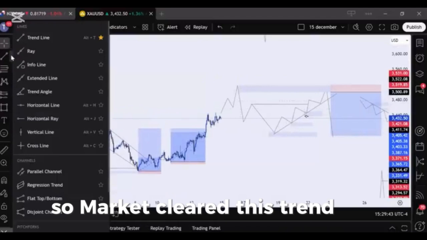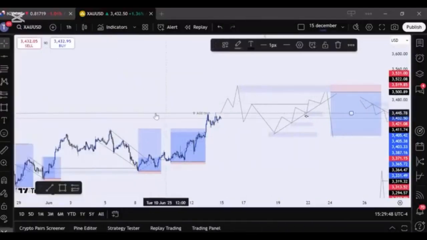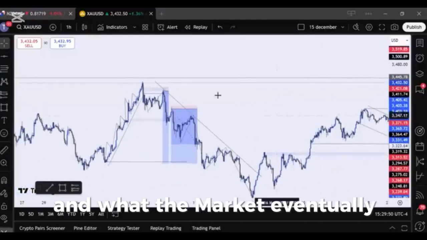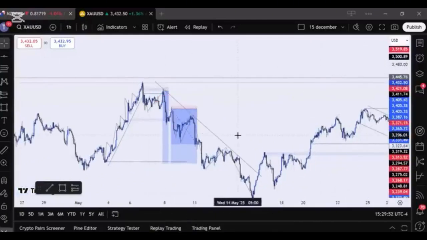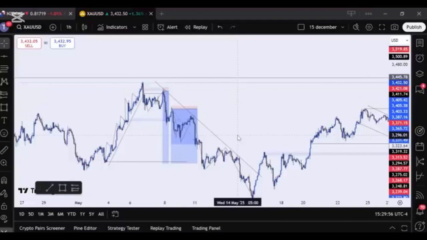So the market cleared this trend line liquidity. This is where market currently is now. And what did the market eventually do to clear that trend line liquidity? You guys following me up? Please pay attention. You guys following me up?